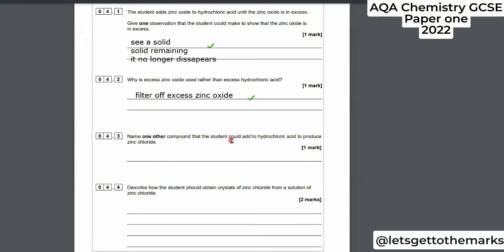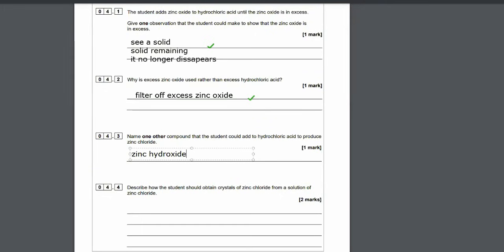And then we have: name one other compound the student could add to hydrochloric acid to produce zinc chloride. Well, there's lots of reactions here. If you're doing a neutralization reaction, making salts, there's 3. We could add a metal, we could add an oxide, we could add a hydroxide or a carbonate. So really we can have zinc hydroxide, we could have zinc carbonate, and you could really add zinc, but you'd make hydrogen gas. So better to add zinc hydroxide or zinc carbonate if you want a neutralization reaction.